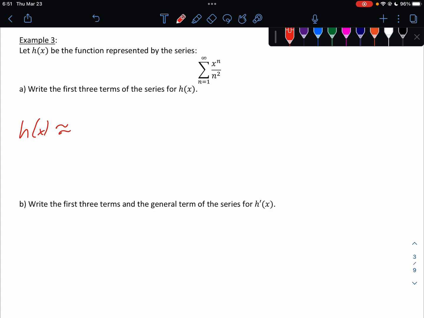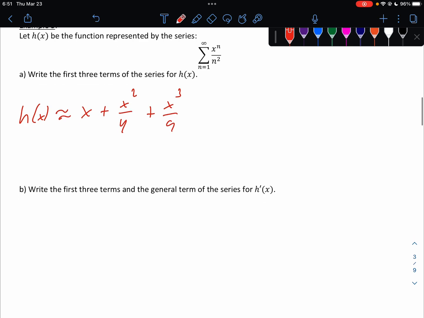So if we put 1 in, we would get x to the 1 over 1, which is just x. Put 2 in, we get x squared over 2 squared, which is 4, and then x cubed over 3 squared, which is 9. So there's the first 3 terms. Done. Okay. Now it says, write the first 3 terms and general term for h prime.